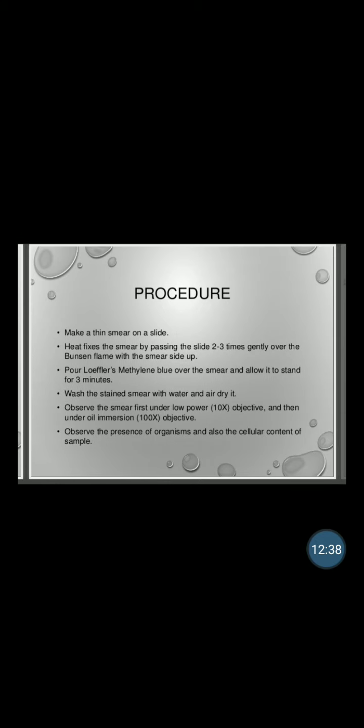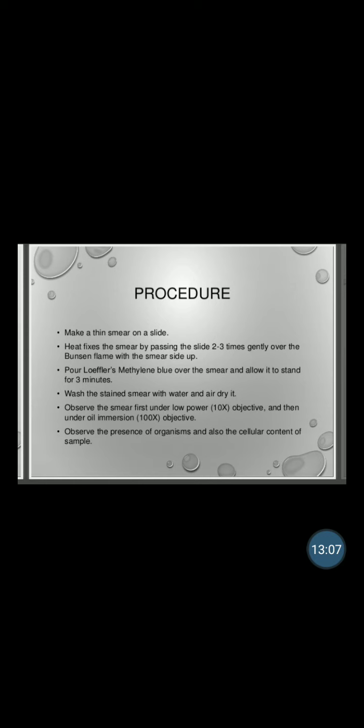Then we will see the procedure. Make a thin smear on a glass slide, then heat fix the smear by passing the slide 2 to 3 times gently over the flame with a smear slider. Then pour Loeffler's methylene blue over the smear and allow it to stand for 3 minutes. Then wash the stained smear with water and air dry it.